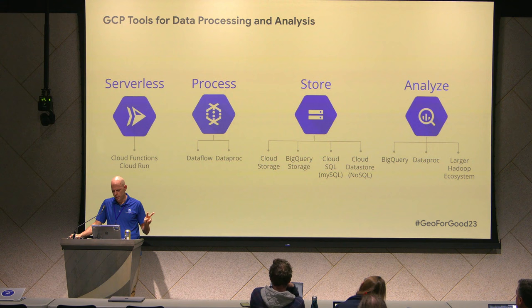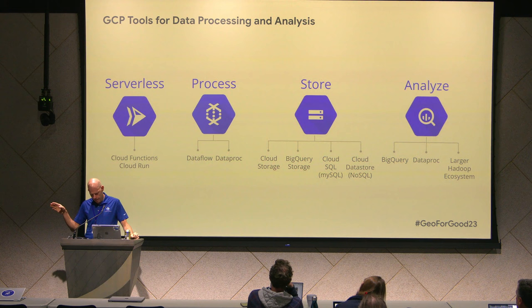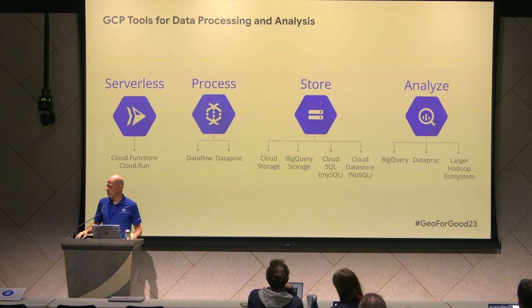So HTTP range requests let you get a little piece of a file instead of getting the whole file. So you can break things into smaller and smaller pieces. And then our analysis APIs, BigQuery, the data warehouse for tabular data, Dataproc and Hadoop, all these analytics toolkits.